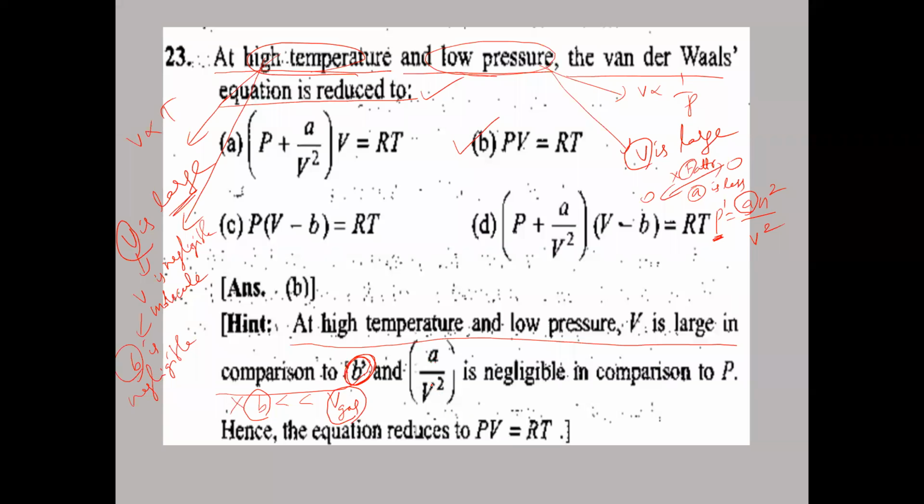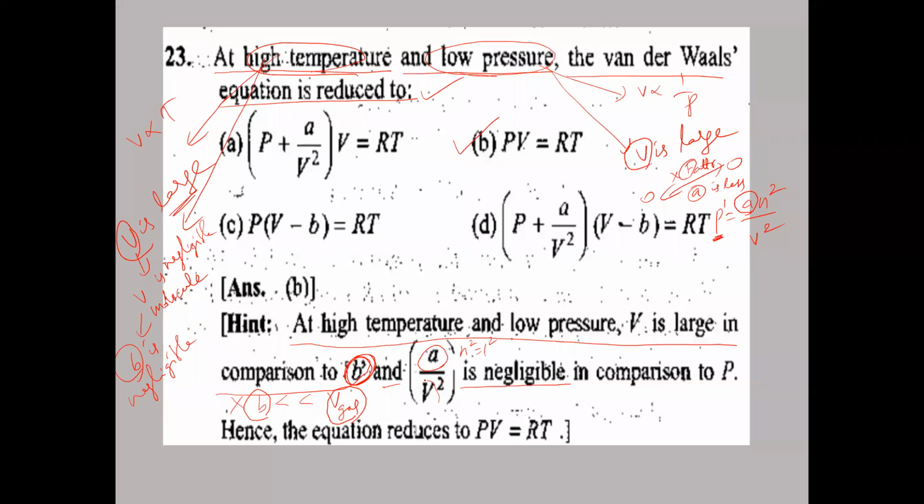And what is a n square by V square? For 1 mole, n square becomes 1, and a n square means a only. So a by V square is negligible. Why did the a value become very less? Because of less attractions here. That's why this pressure correction also will be neglected.